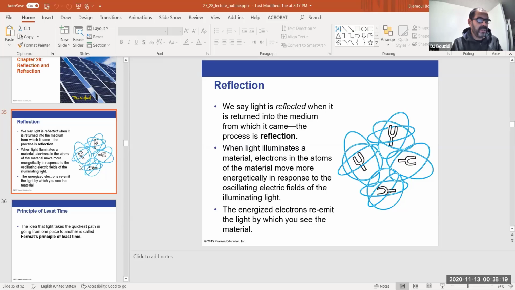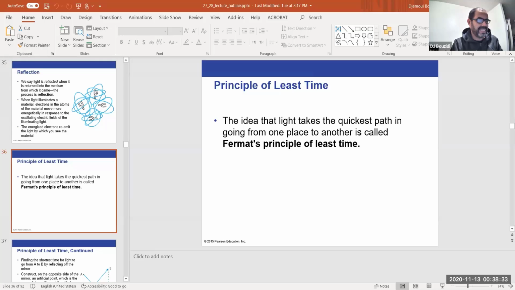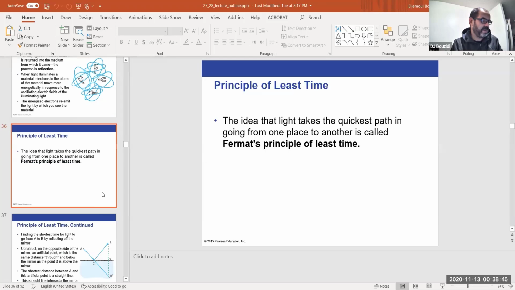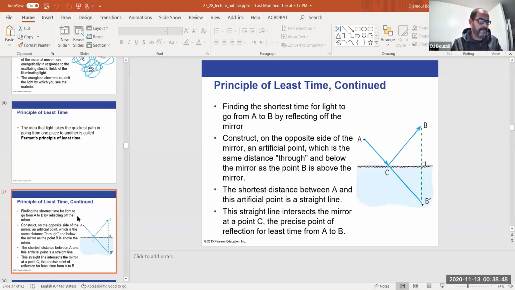So again, the reflection in this case is that it hits a medium and it bounces off of the medium, okay? So that is in a nutshell what the reflection is, and it's something that you can see. Fermat Principle, I already mentioned the idea that light takes the quickest path, the least time basically, in going from one place to another place. This is called Fermat Principle, okay? The guy who stated it first was Mr. Fermat.